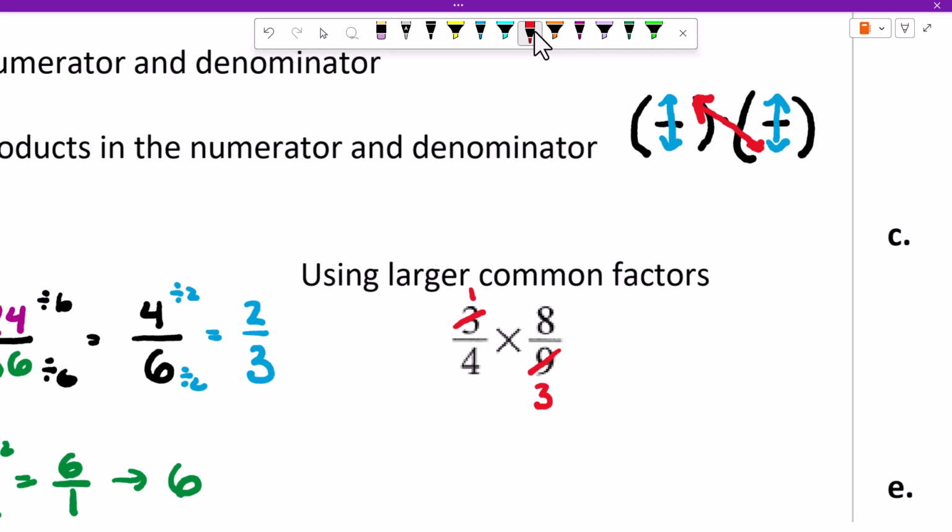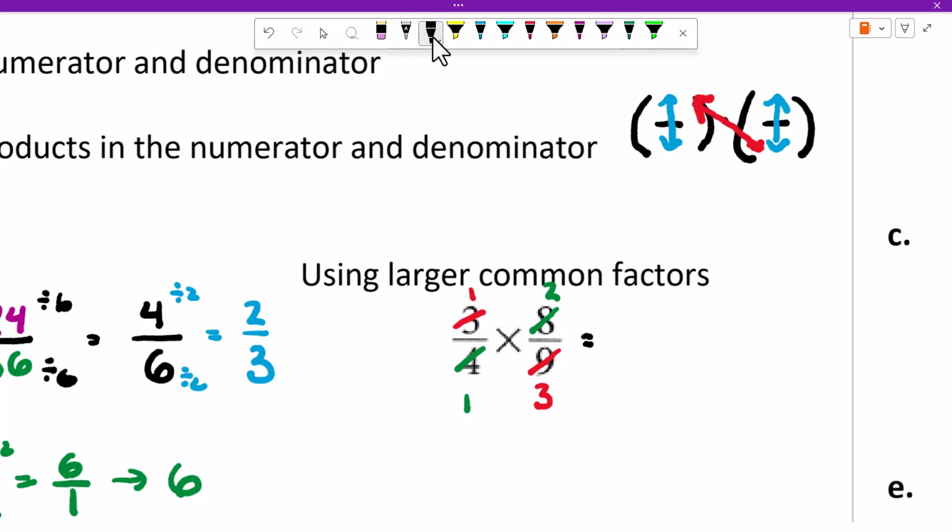We go 8 and 4. Is there anything that can fit into 8 and 4? 4. And we cancel off those as pairs. Pair, pair, canceled off. And you divide each one of these by 4. You go 4 fits into 4 once, and 4 fits into 8 twice. Okay? So now, we're not done yet. All right?